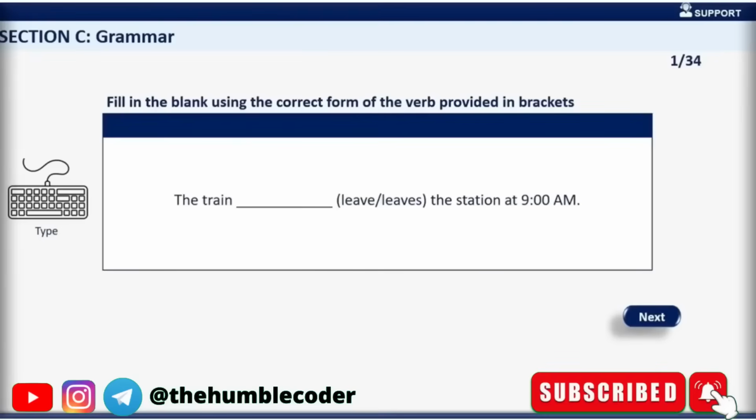Moving on to the first question. Fill in the blank using the correct form of verb provided in the bracket. The train dash leave or leaves the station at 9 a.m. The correct answer in this case would be leaves. Okay. Let's move on to the next question.